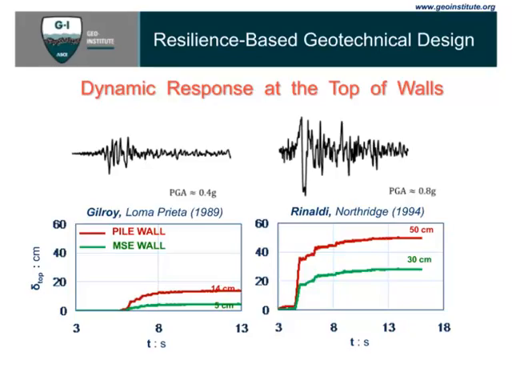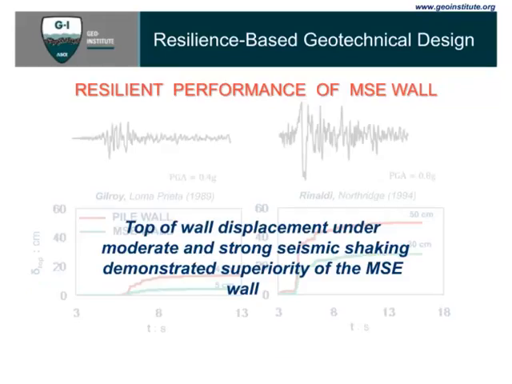Now, when you go to the extreme Rinaldi record, you still have both systems avoiding collapse, but you have a very large deformation on the order of half a meter for the conventional wall that would make its behavior unacceptable after this earthquake is done. And with about half of that deformation, the MSE wall proved to be resilient under both moderate and strong shaking, and demonstrated superiority over the conventional wall.